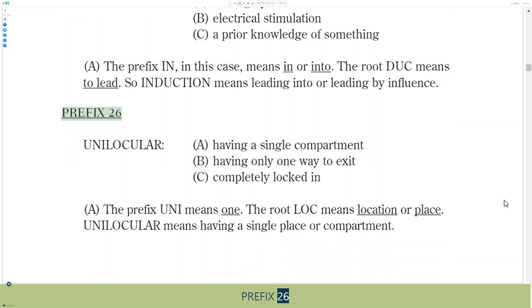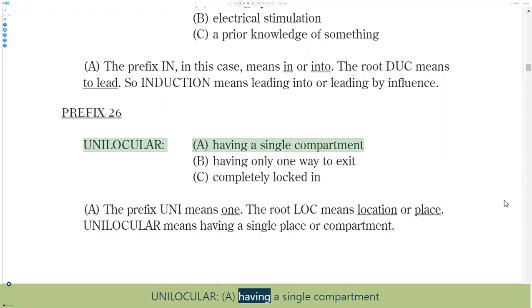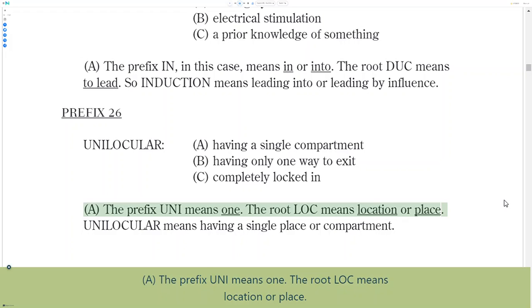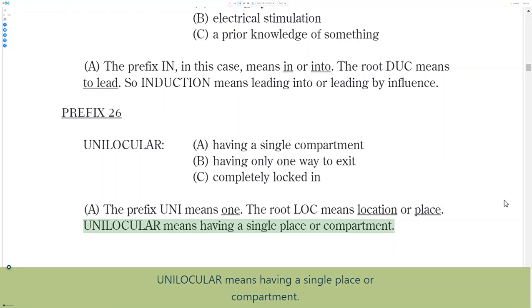Prefix 26. Unilocular. A. Having a single compartment. B. Having only one way to exit. C. Completely locked in. A. The prefix uni means one. The root loc means location or place. Unilocular means having a single place or compartment.